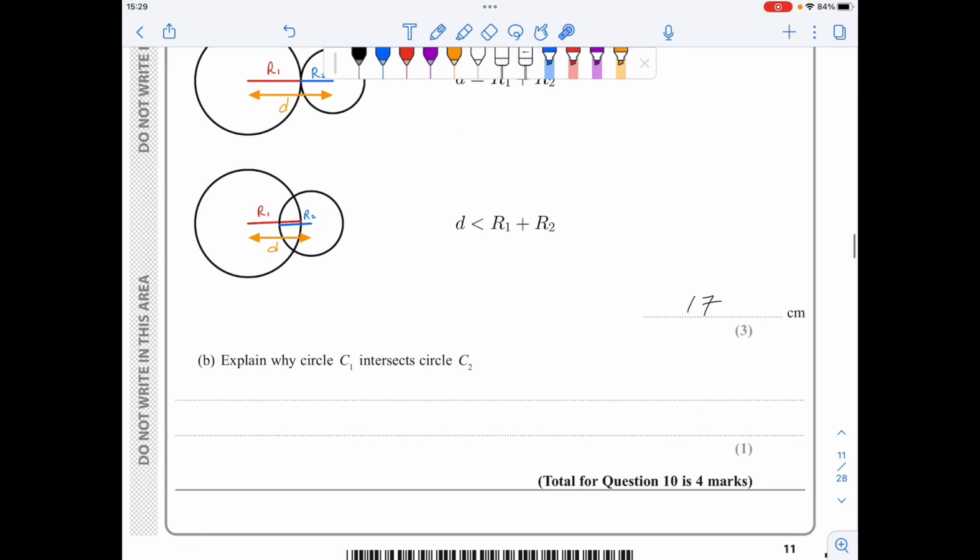So let's write this down. You could also write this in words, something like distance between the centers is less than the sum of the radii.